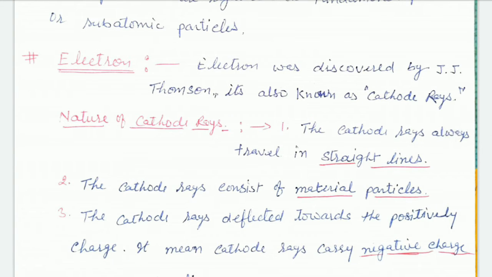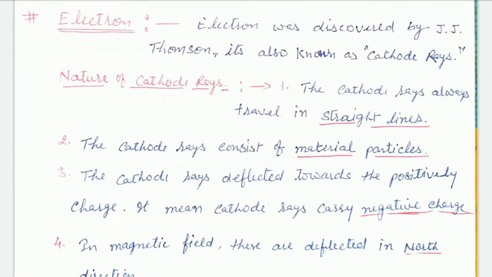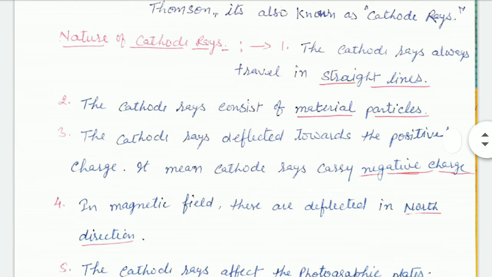The electron was discovered by Sir J.J. Thomson and is called cathode rays. These are the properties of cathode rays, meaning the nature of the cathode rays. The cathode rays always travel in a straight line. The cathode rays consist of material particles.